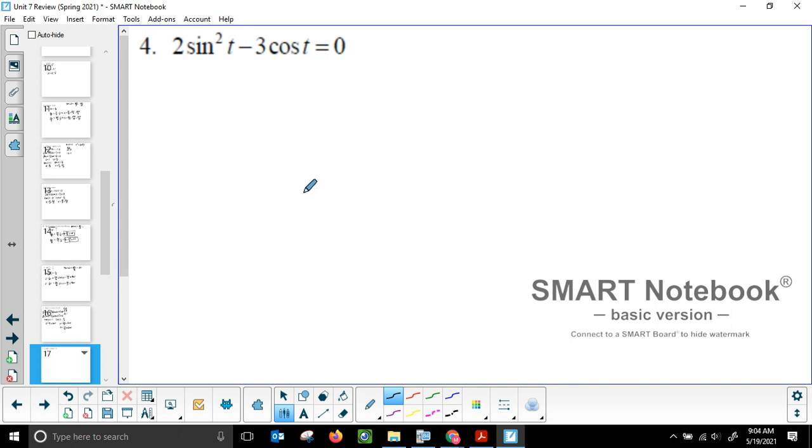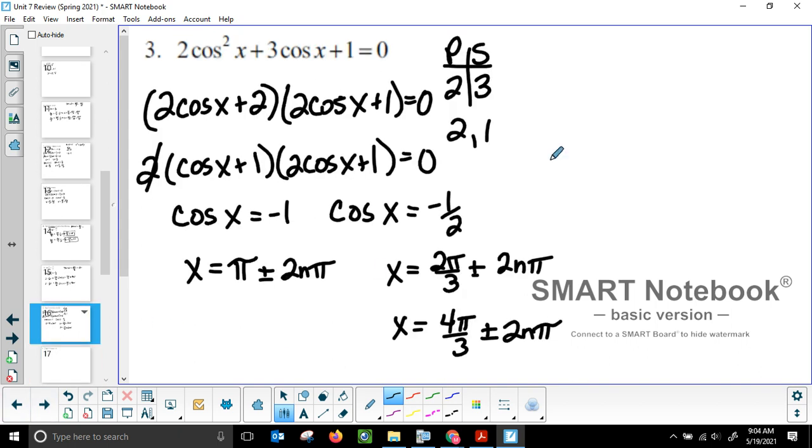Okay. Wait, so for the period for that one, it was 2 pi, right? Because it's 2 pi over b, but for my x, what's the number in front of my x here? Nothing, so it's 1, right? So this would just be 2 pi over 1, which is how we got 2 pi. Cool beans?